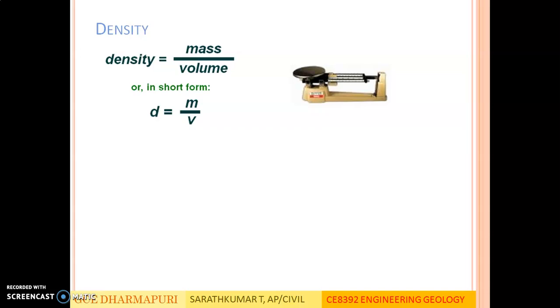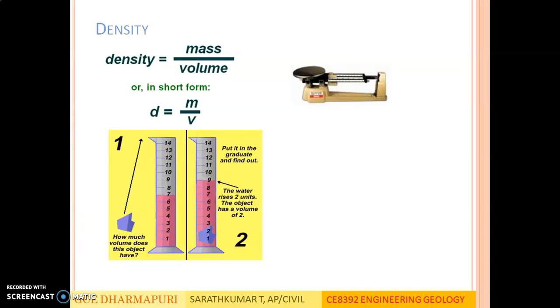But since minerals are irregular in shape, it is very difficult to find the volume of the mineral. There are various methods to find the volume of the mineral. Those are not direct methods. For example, if there is a cube or a cylinder, you can easily determine the volume of the cube and the cylinder. But normally minerals don't occur as cubes or cylinders, so they occur in irregular shapes.